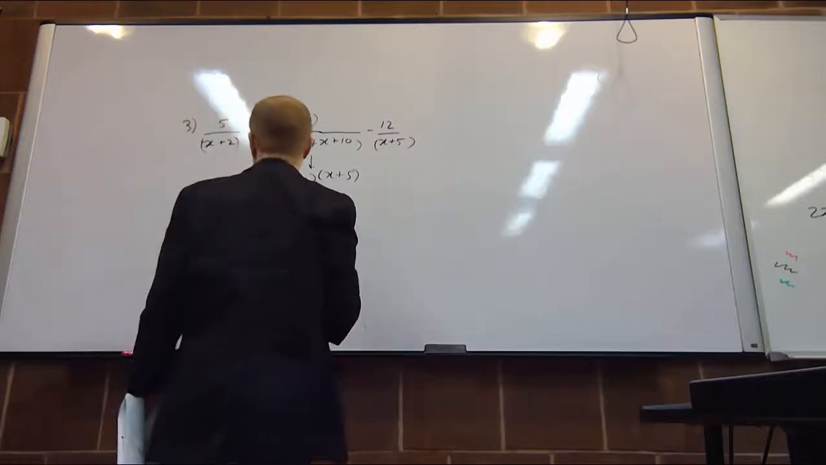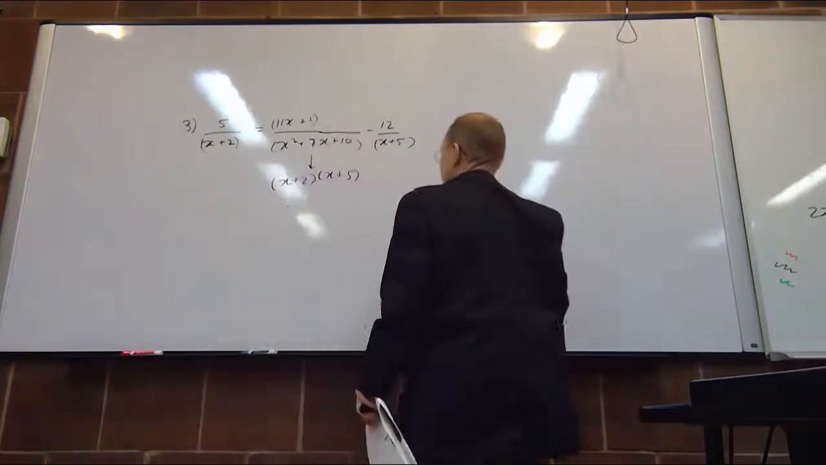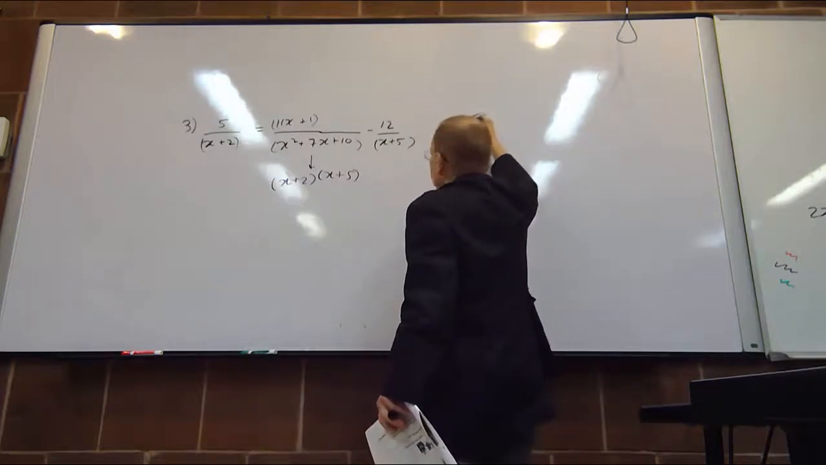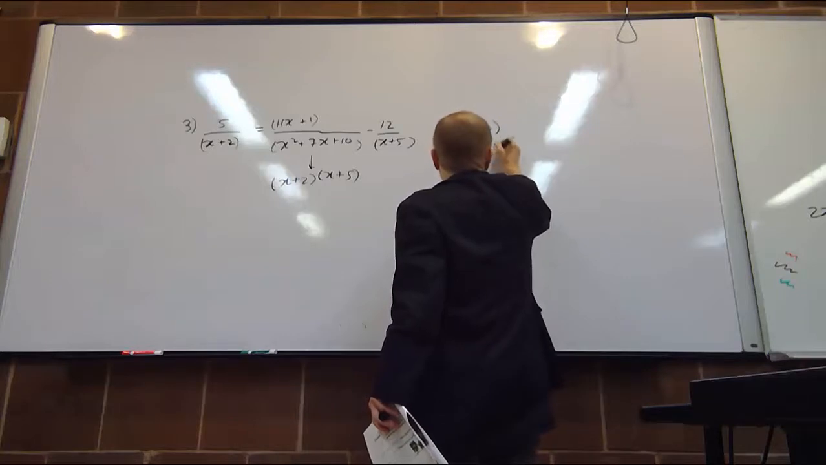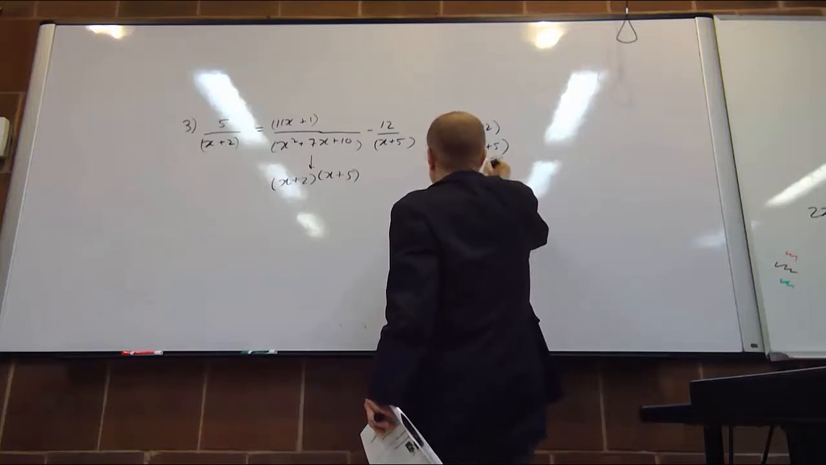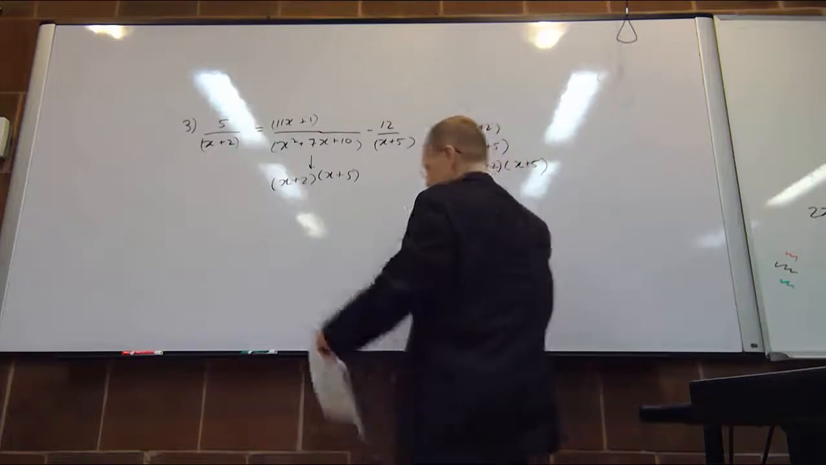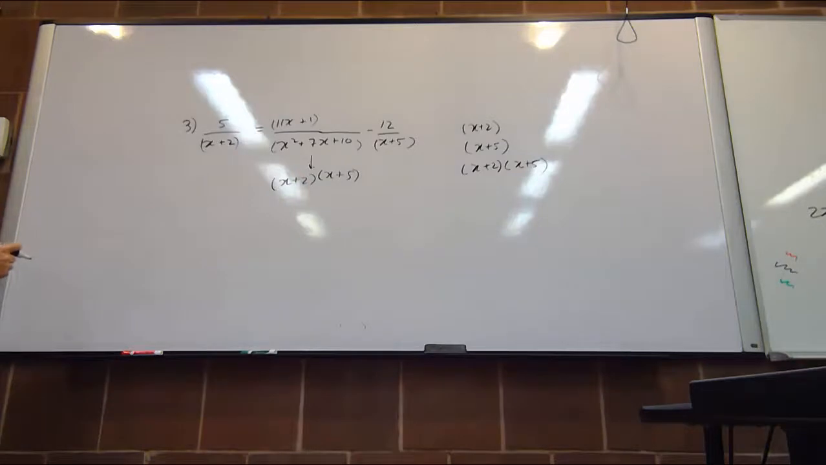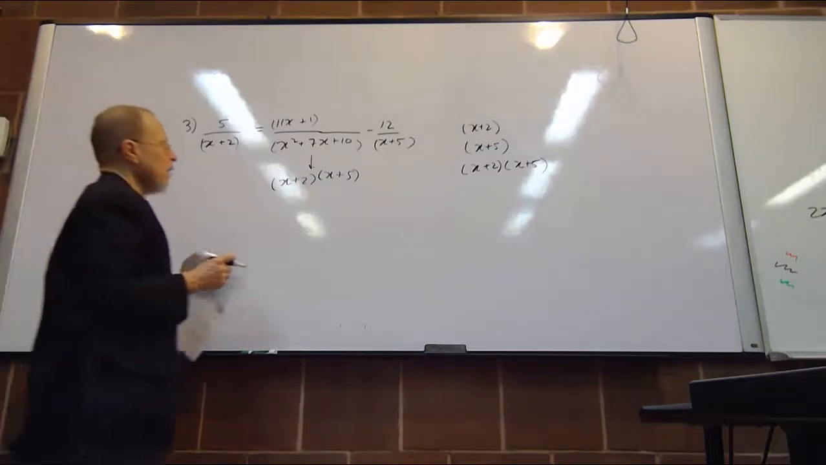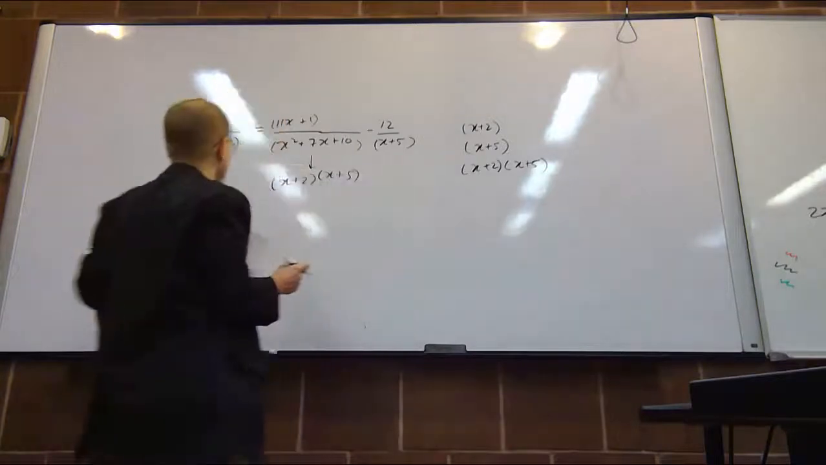And so now I'm going to list my denominators, factors. So I have x plus 2, I have x plus 5, I have x plus 2, I have x plus 5. So now I'm going to look at it, okay, and I'm going to see, well, I'm going to multiply it through by that.